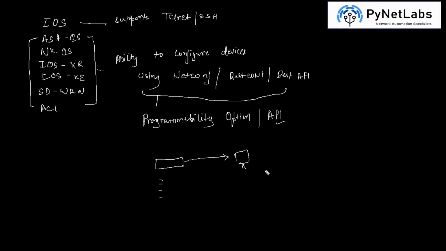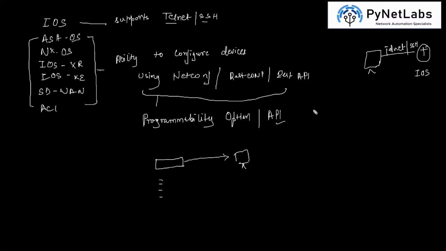Okay, so if we talk about configuring devices with iOS, we know that Telnet and SSH can be used with a management PC. If you connect a device which works with iOS, you can configure that device using Telnet or SSH, which we have already done in our practicals in Packet Tracer, right?